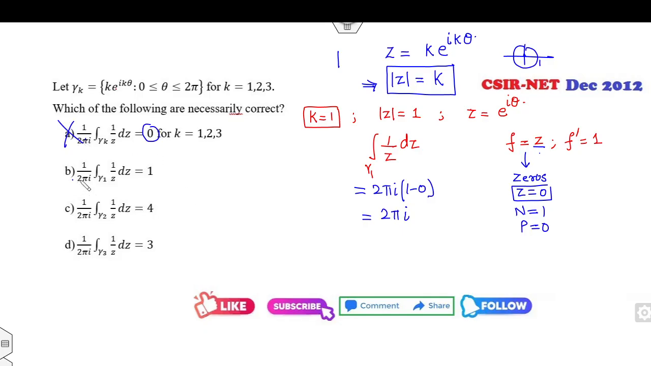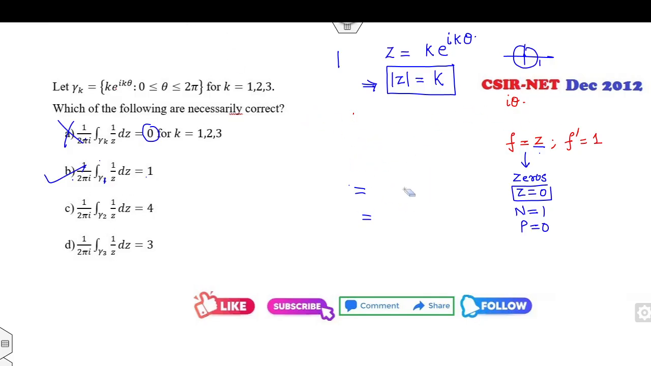Look at the second part. If I divide by 2πi, the answer is only 1. Fine, so for gamma 1 the answer is 1. Now look at gamma 2, where k = 2. Whenever k = 2, the value of z is 2e^(2iθ), so |z| = 2. I can draw the circle with radius 2.